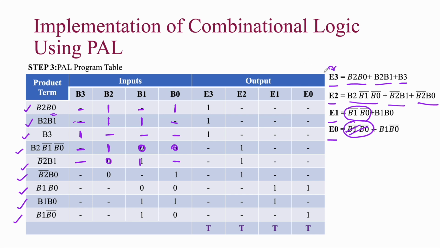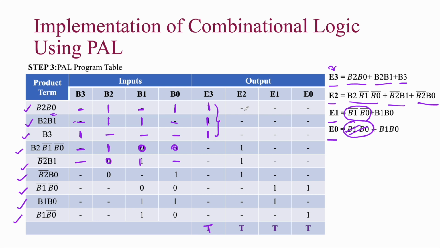E3 has B2 B0. We have B2 B0, therefore we need that in the output expression E3, so I am marking it with a 1. Similarly we have B2 B1, and we need that term in the output. And the third term is B3, this product term. So all these three together form the expression for E3. We are going to implement it using only true logic, not its complemented version, therefore we are marking it as T.